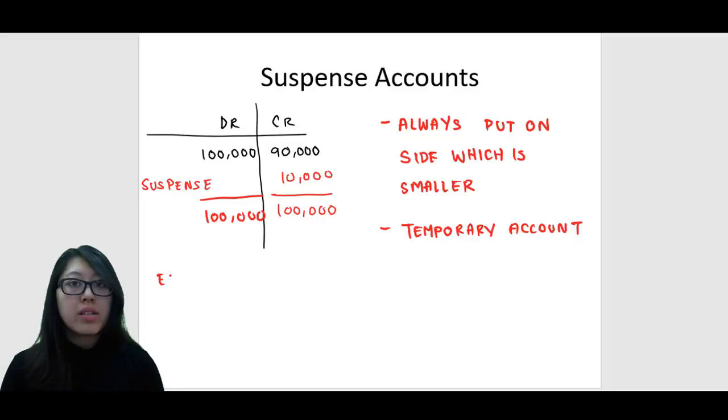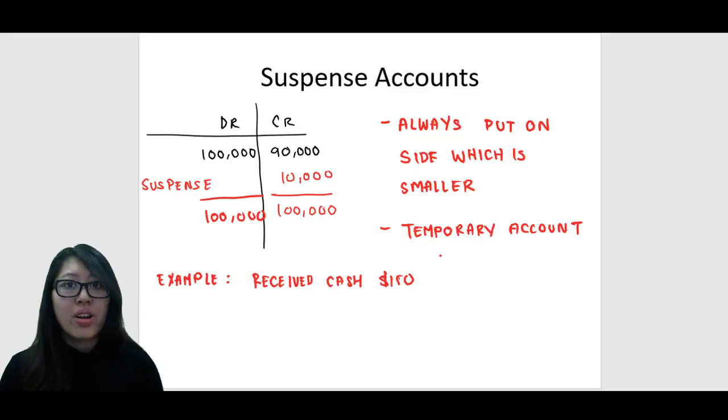So in my example, let's say we receive cash $150, but we don't know why we received this cash or where we got it from. However, in reality, it may be very unlikely that the reason you received cash would be unknown. You would probably know why. But just for example's sake, let's stick to this. Let's say we receive cash 150.